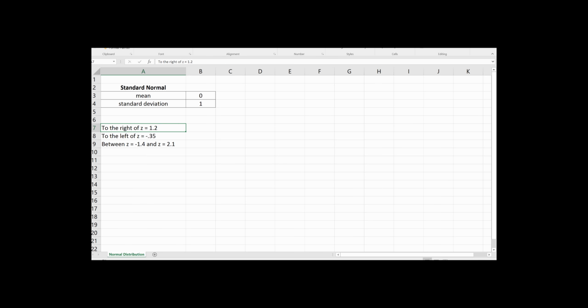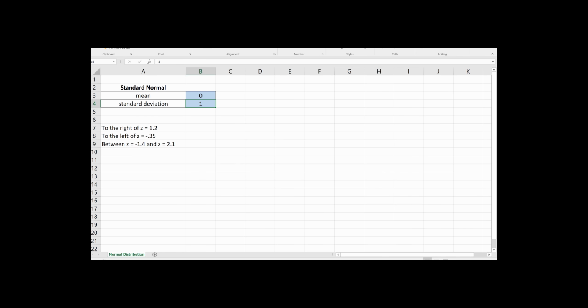So we would like to shade the area to the left of z equals negative 0.35. And then we'll want to find the area. So let's see what we're dealing with here. We're actually dealing with standard normal distribution, where standard normal has two parameters. Mean is 0 and standard deviation is 1. Okay, so these are the parameters that will not change for standard normal.